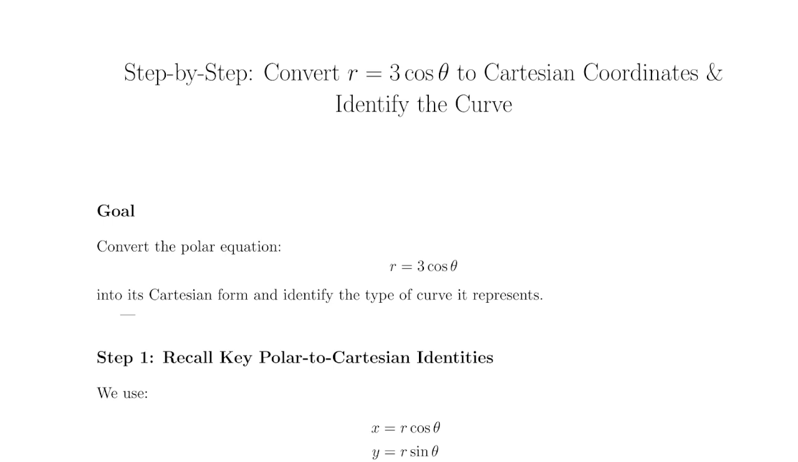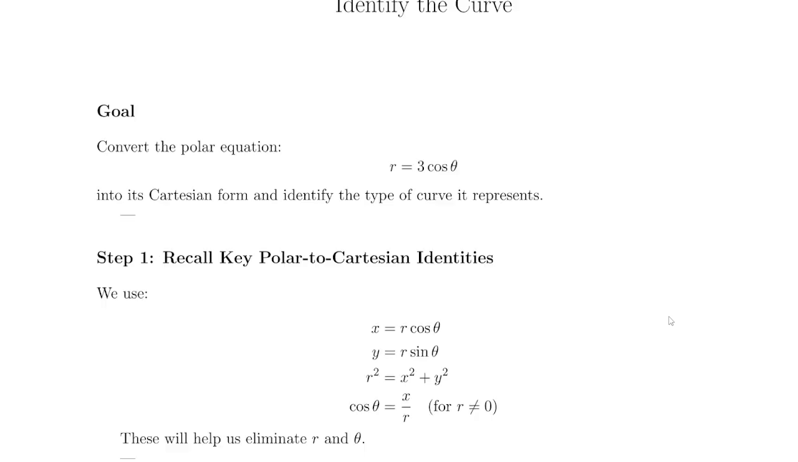In this video, we want to convert r equals 3 cosine theta to Cartesian coordinates and identify the curve. We'll first start off with the key polar to Cartesian identities. We have x equals r cosine theta, y equals r sine theta, and r squared equals x squared plus y squared. If we were to solve for cosine on the top equation, we would get cosine theta is equal to x over r, where r is not equal to 0.